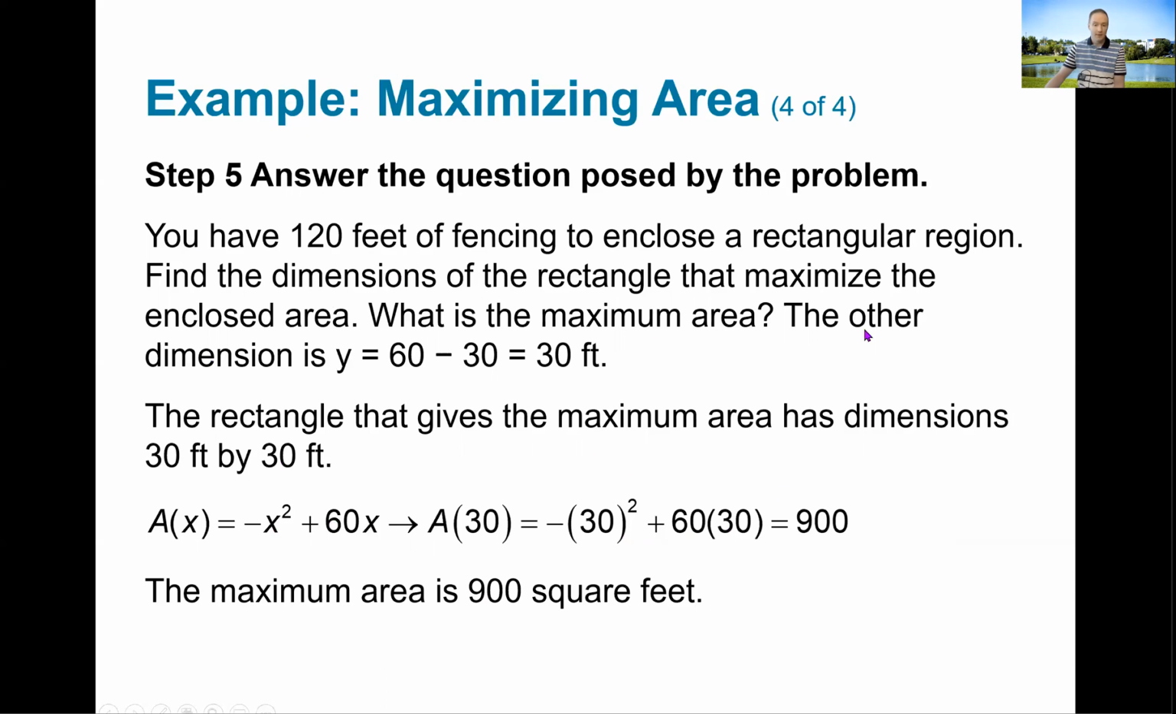Now, if we were drawing this out, the maximum area occurs, like I said on the previous page, when this rectangle is actually a square. All of the sides would be 30, and you know that the area would be 30 times 30, which is also the 900 there. So pretty straightforward problem there.